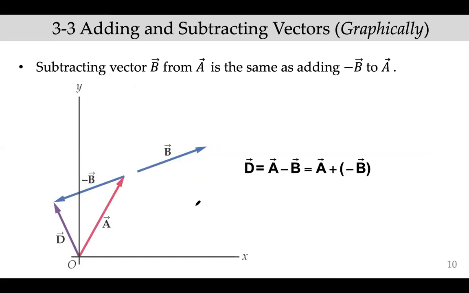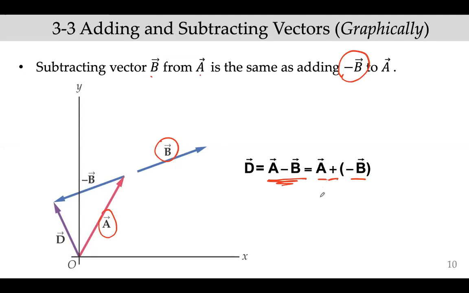Okay, so we did adding the vectors. Let's do now subtracting the vectors. So subtracting vector b from a. So here's the vector a, here's the vector b. Okay, so if I put them head to tail, then it will give me a plus b. But how can I do a minus b? So subtracting vector b from a is the same as adding negative b to a. So I can write a minus b as a plus minus b.